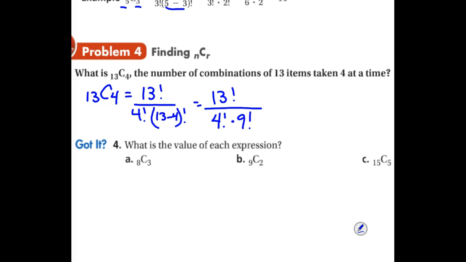I'm fine with that. But again, if you were going to put it in your calculator, you would need parentheses around that whole denominator. Okay? So let's go ahead and figure out what that is. Anybody have it? All right, I'm seeing 715. Are we getting that? Anybody need help with the calculator?